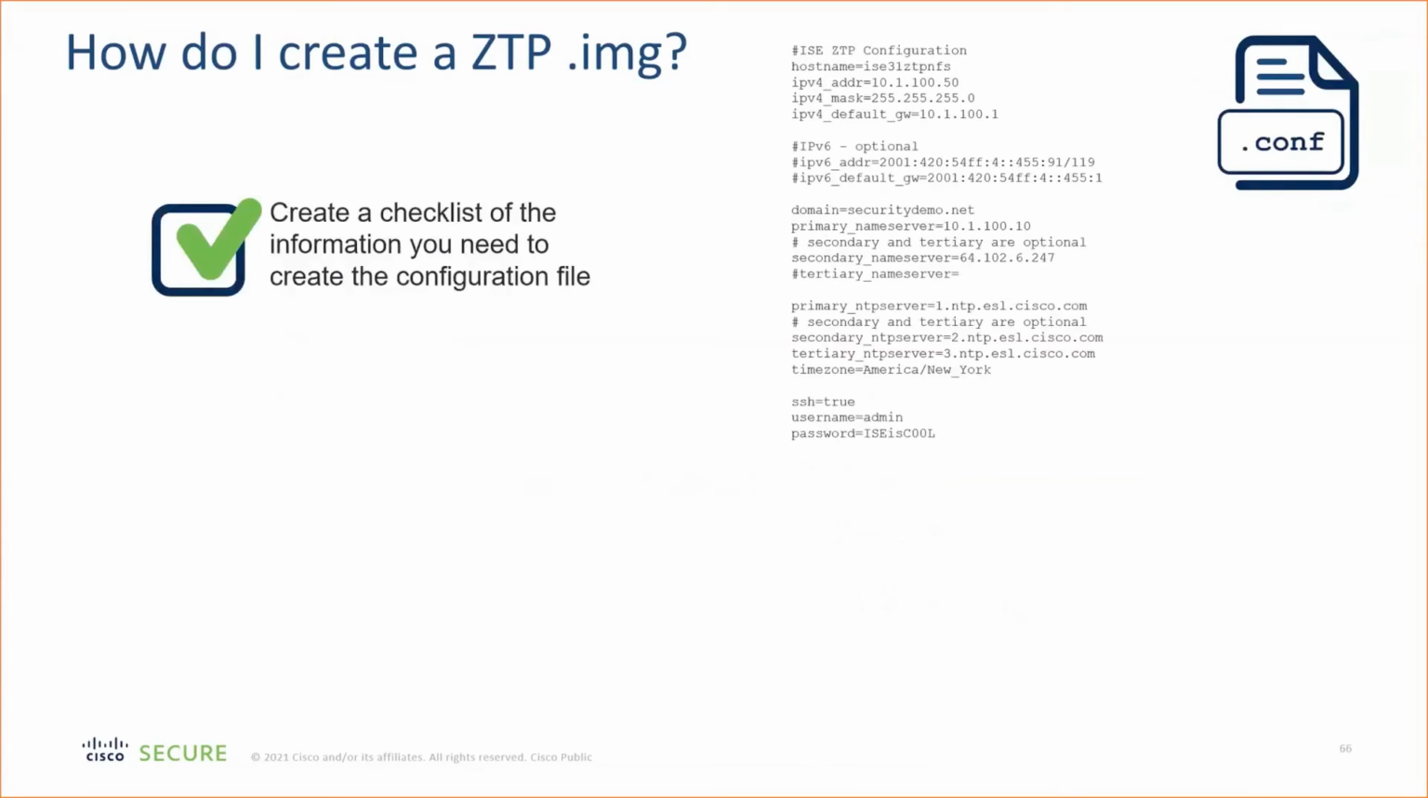Once we have that on our Linux box, we need to have our configuration. So we're going to create another checklist of the information needed to create this configuration file. Now, once you have this information, you're almost ready. You've got to get your host names, your IP addresses, name servers, NTP servers, all of that. But we do have a few tricks up our sleeve.